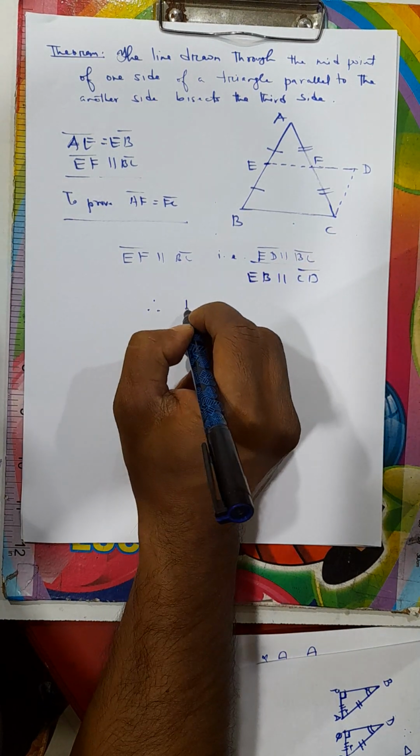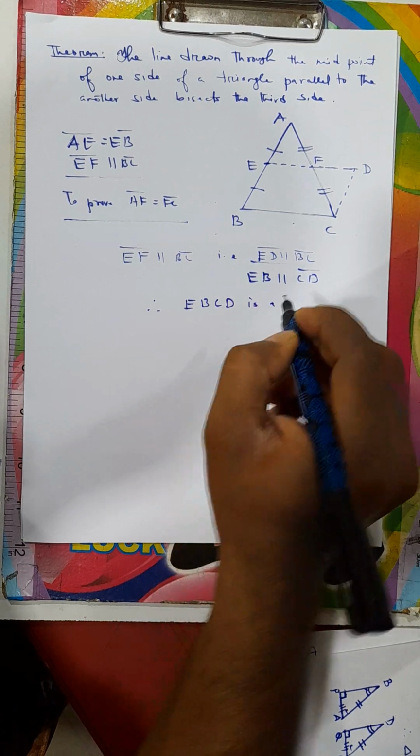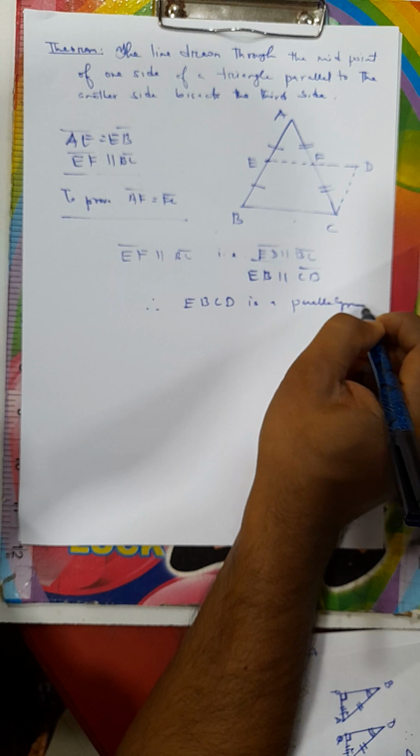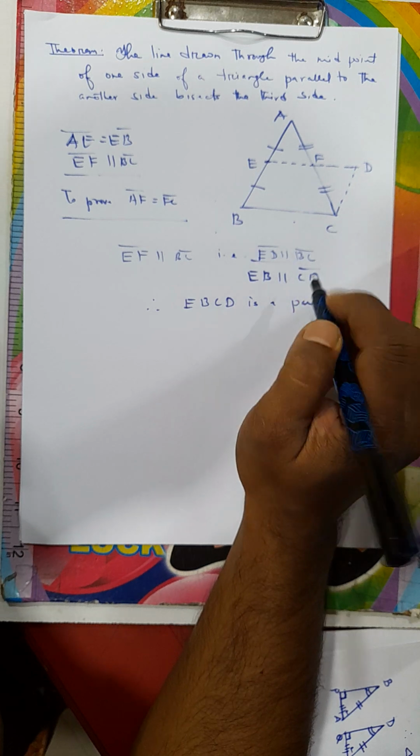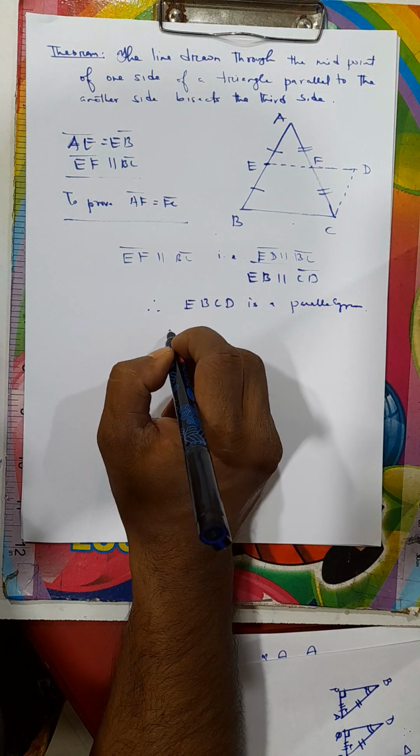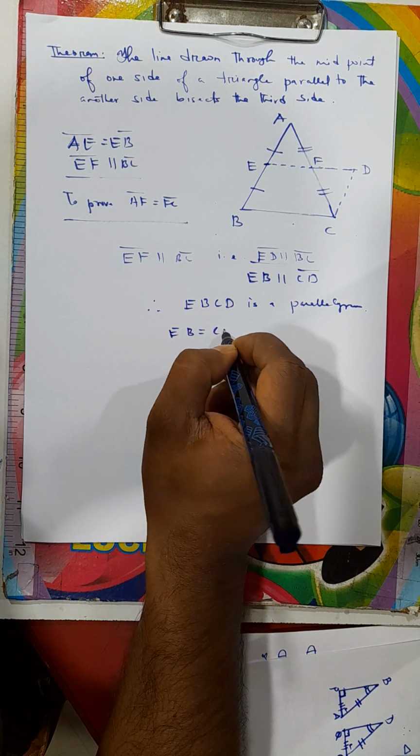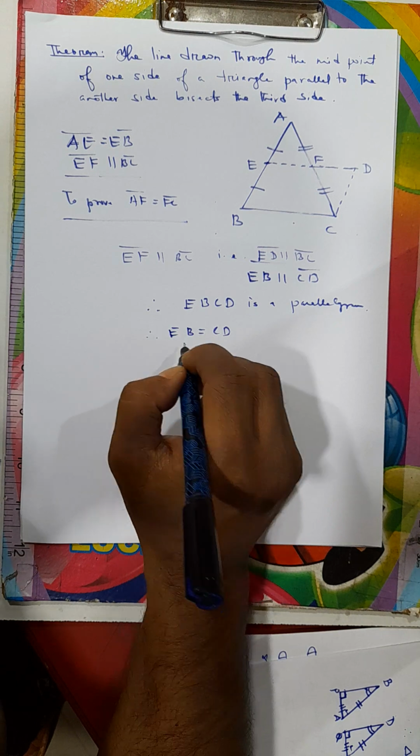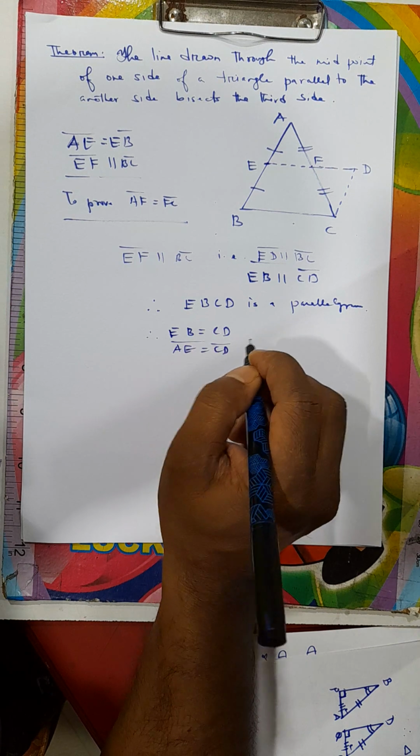Therefore, EBCD is a parallelogram, right? So it's a parallelogram. Now in a parallelogram, you find that opposite sides are equal. So you find that EB equal to CD. EB equal to CD means AE equal to CD. Right.